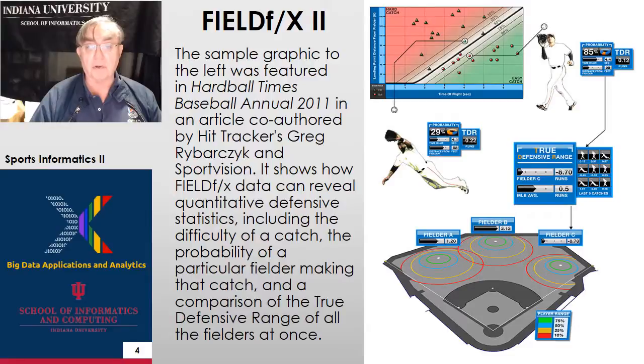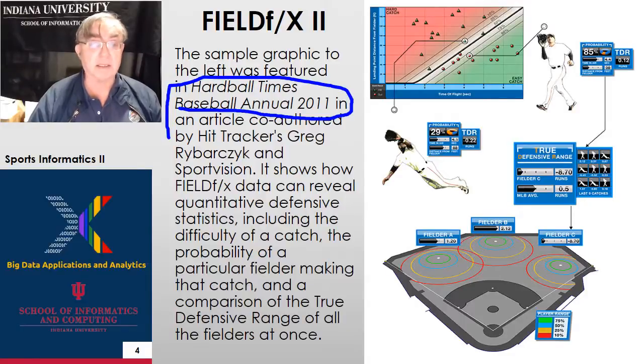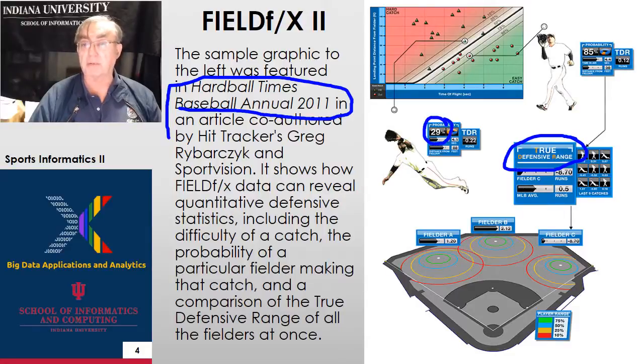Here is an overall picture of the types of things FieldFX does. It comes from an article in Hardball Times Baseball. I actually haven't read that article; you have to buy the book. But on the web you can find this picture and the types of information. Here's the range; we saw that on the other picture. Here's a nice one. I told you we can estimate probabilities because we have so much data. Here's a high probability, 85%, and a low one, 29%.